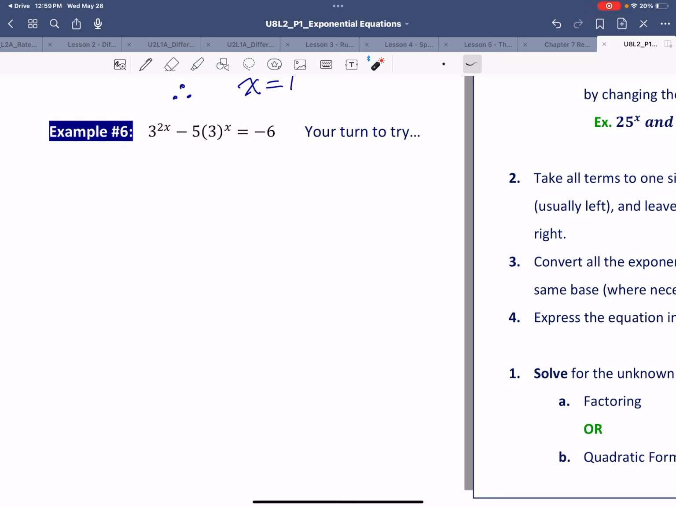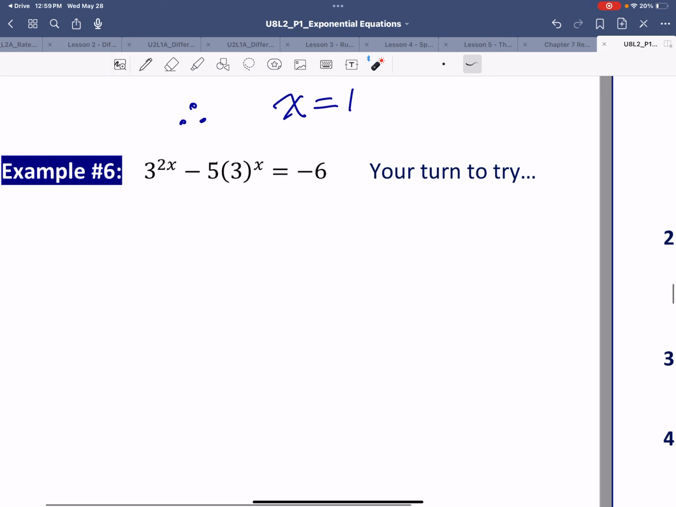So we have 3 to the power 2x minus 5 times 3 to the power x equals negative 6. When I look at this equation, I see 3 terms. Another thing I notice is that I have two exponential terms with a variable in the exponent, and they are subtracted. There is no rule that allows me to subtract two exponential numbers. The next thing I notice is that the bases in both exponential terms are the same. The base is 3. And one of the exponents is x, and the other exponent is 2x.